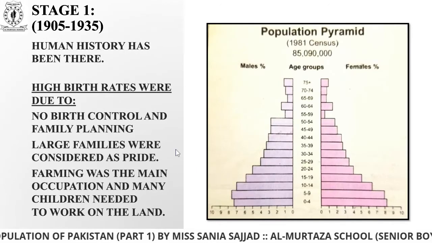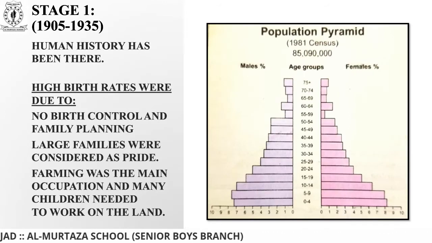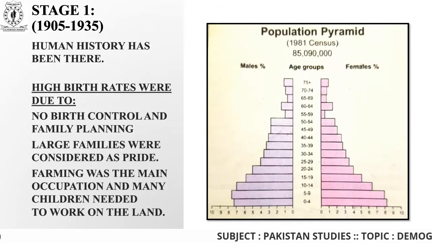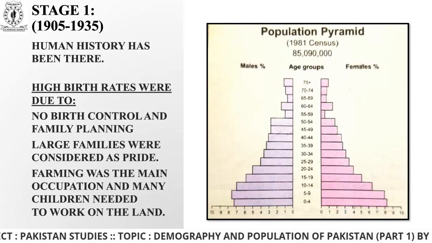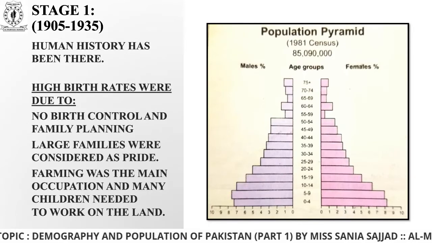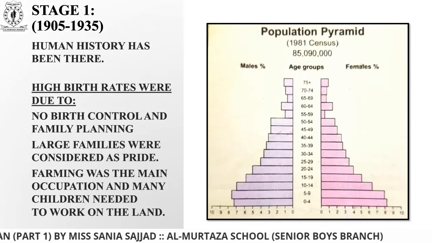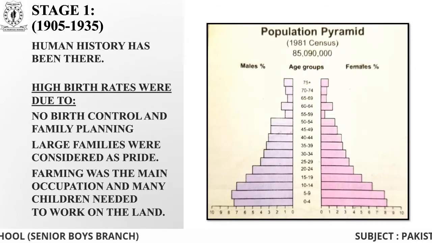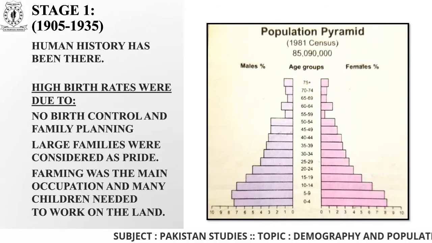The major reason why there was a high birth rate as well as a high death rate is that they were focused on expanding their territories. People were focused on expanding their families. At that time, they had no birth control and family planning. Large families were considered a pride. People were dependent upon agriculture, so they desired more sons to look after the agricultural activities and to feed their families. They were having many children so that they could work on the land.